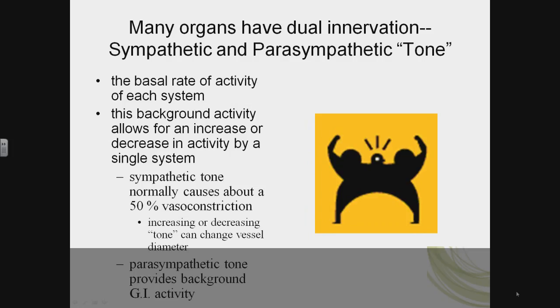Some involuntary effectors have more tone from one division than the other. For example, sympathetic tone causes about 50% vasoconstriction throughout your body of blood vessels. Increasing or decreasing sympathetic tone can in turn change your vessel diameter. When the sympathetic postganglionic neuron fires onto the smooth muscle of the tunica media of a blood vessel, and it fires more than its background amount, this will increase vasoconstriction. If it decreases its background activity, decreases how much epinephrine or norepinephrine is being released, then blood vessels will vasodilate.